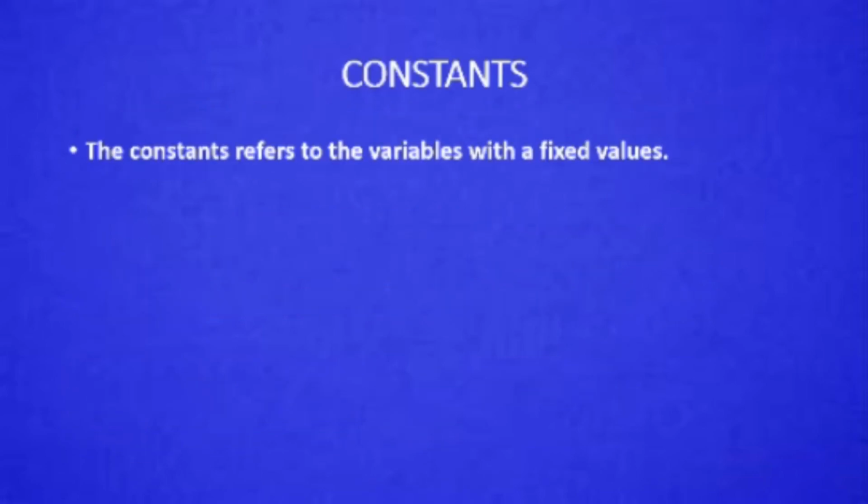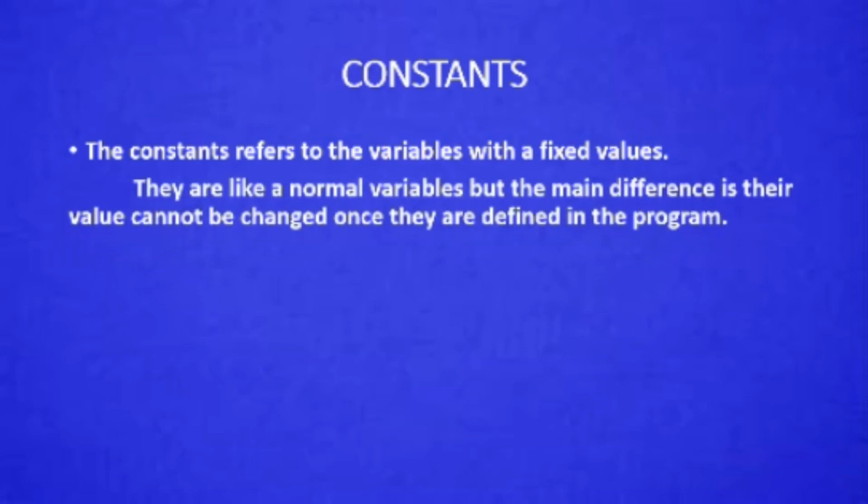Now let us see constants. The constants refer to the variables with fixed values. They are like normal variables, but the main difference is the value cannot be changed once they are defined in a program. Now let us see an example. const int a = 90. Here the value of a is not changed throughout the program.